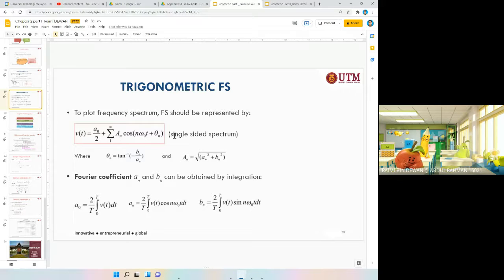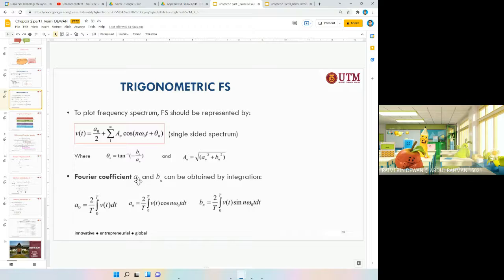Single-sided spectrum means it can be double-sided later on, but if it involves double-sided, it is an exponential, right? So have to take note. This is the general equation for single-sided. You have a naught over 2, which is at n equals 0, the DC component, direct current, so no phase. Theta n is the inverse tangent of negative Bn over An, and An equals the square root of An squared plus Bn squared.